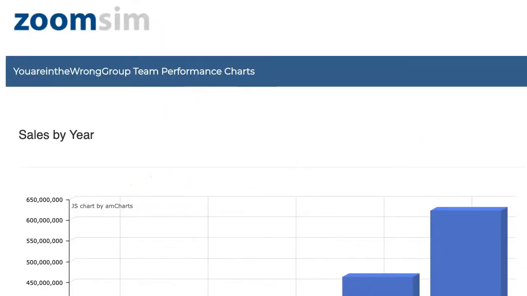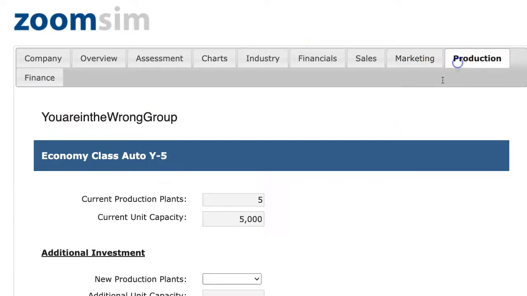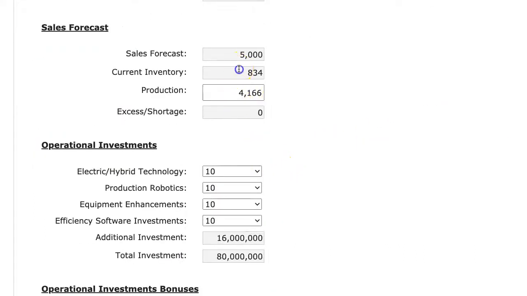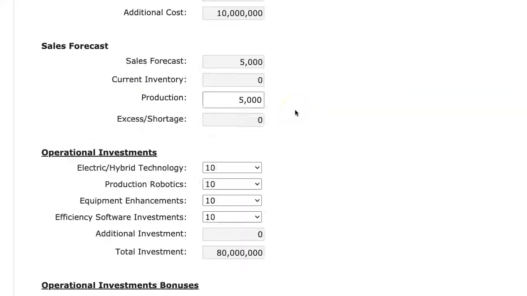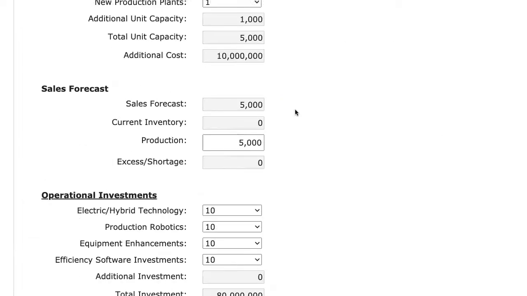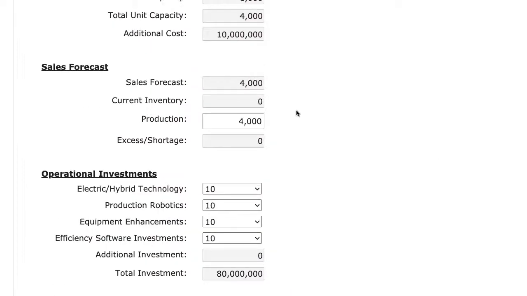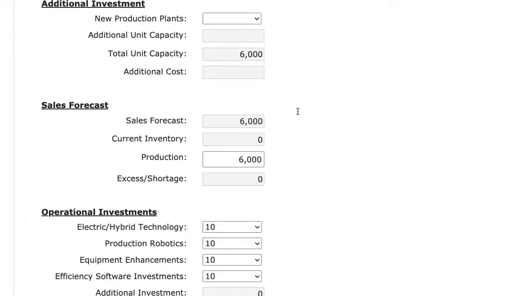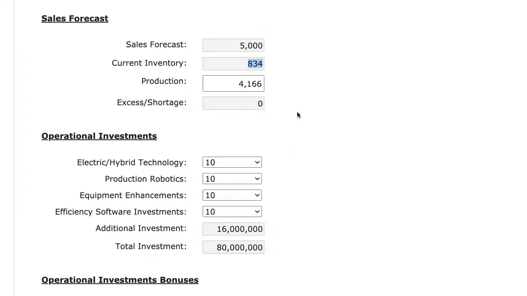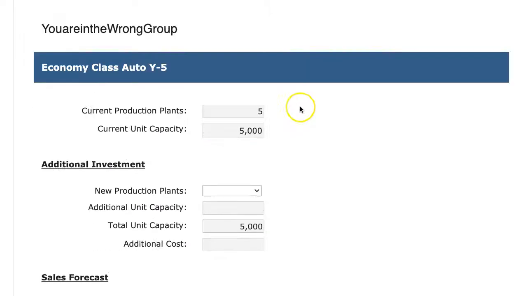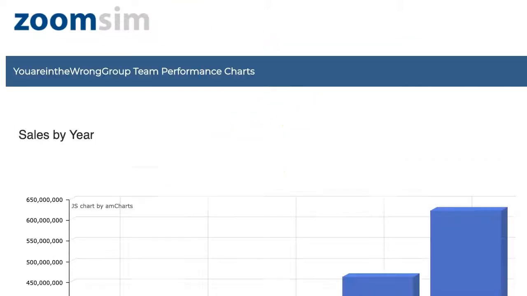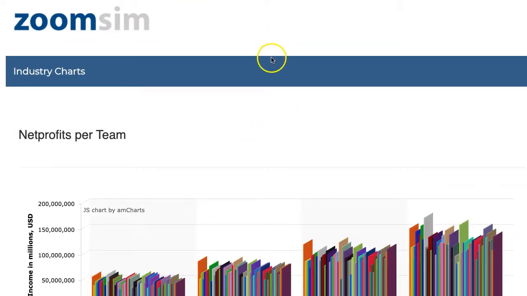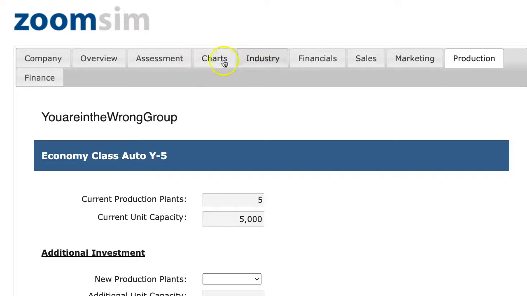If we look at the production area, I had some unsold inventory for at least 1 vehicle. So for economy, I should have advertised a little bit more. Maybe I advertised too much for the other companies, but I can look at charts and the marketing charts.